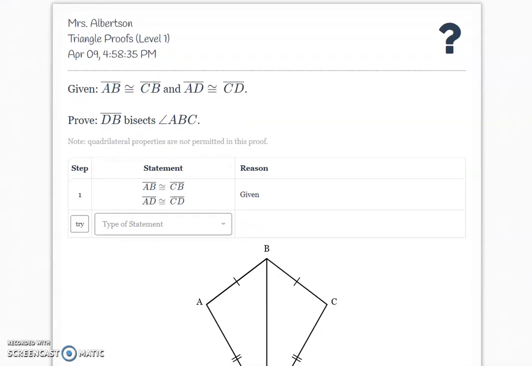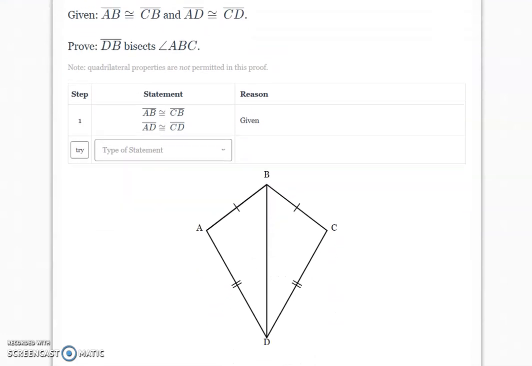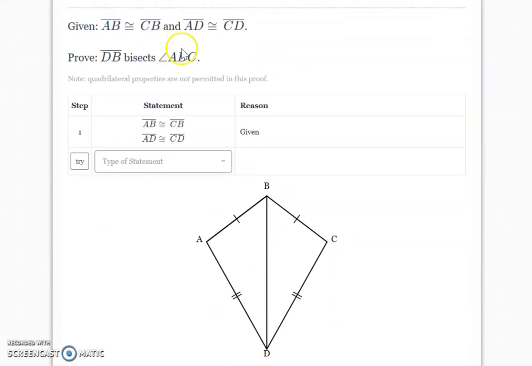All right, so here is our triangle set up here. So we've been given that side AB, and here, let me hover over that, AB is congruent to CB. We were also given that AD is congruent to CD. And then what we're asked to prove is that DB, so this piece right here, bisects this angle, which means cuts it into two equal pieces.